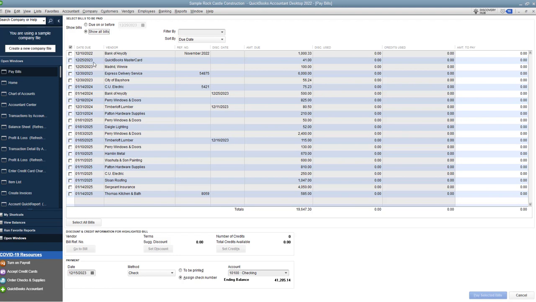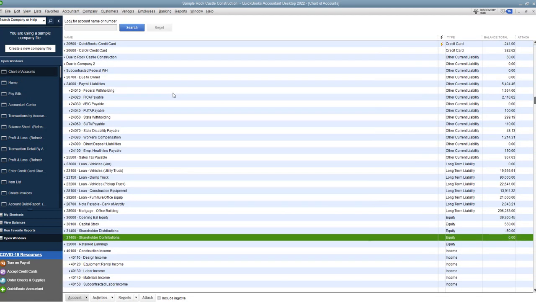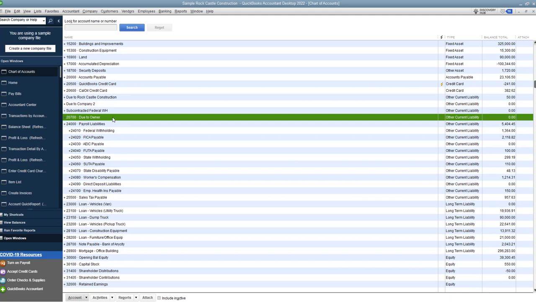Okay, now many owners are like, look, I don't have the cash to reimburse myself right now, so just keep track of it for a while, and I'll reimburse myself as business picks up or cash flow picks up. So the second way we're going to record this is, let's go to the home screen over here. And we're going to go to the chart of accounts. And if you look in the chart of accounts, there is a liability set up that says due to owner right here. Okay, so this is an other current liability.